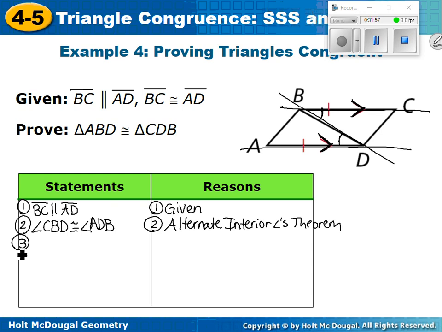So number 3, we now know that BC is congruent to AD. Number 3, given. Mark it in your picture. Now I have this side is congruent to this side, which they already had marked, but we didn't have it listed yet. Then think about today.